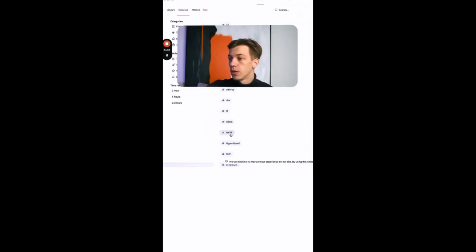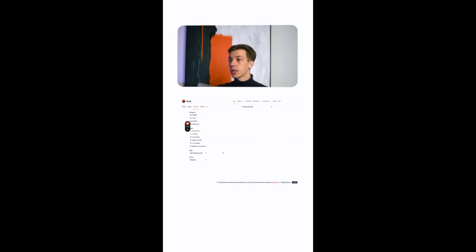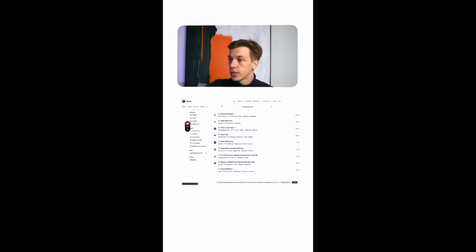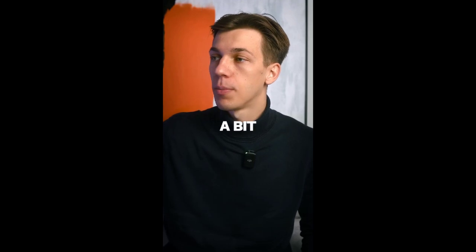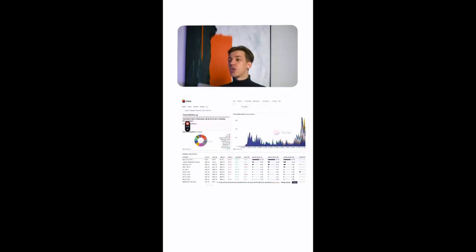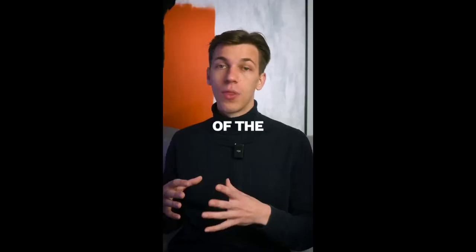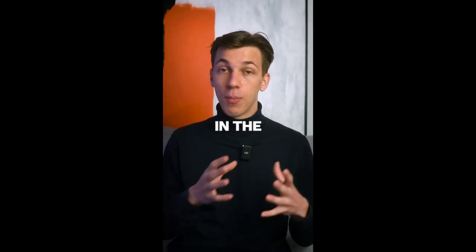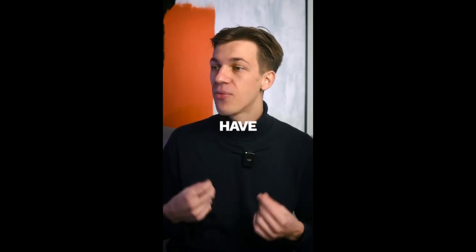Let's go, for example, into the recent Hyperliquid launch. Hyperliquid was a big project, and let's see what users created for people to understand Hyperliquid a bit better. So what you see right here is basically a perps overview. It shows you which of the projects in the perp space, meaning where you can trade with leverage on chain, have the highest market share.